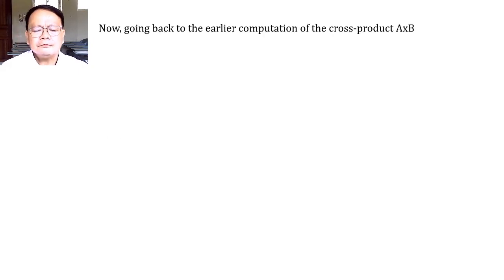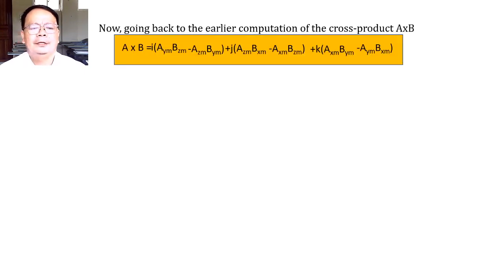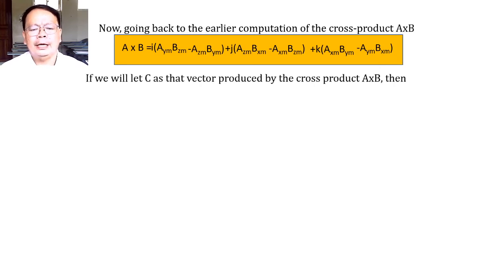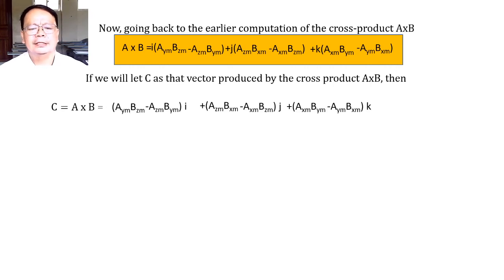So if we go back to the earlier computation of the cross product, now we have this as our computed cross product. If this is represented with another vector C, we can substitute so that C becomes equal to A cross B, which is also the same as the expanded determinant expression.